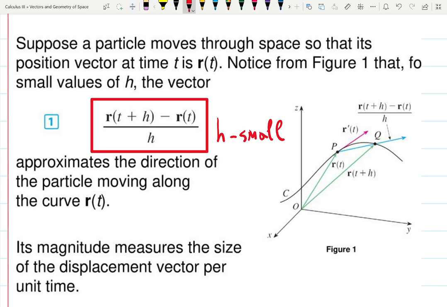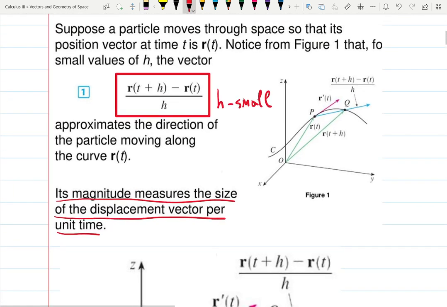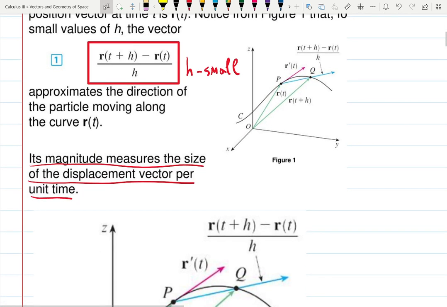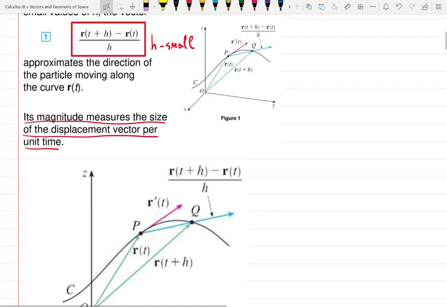So that's 10.9. The magnitude measures the size of the displacement vector per unit time. So we need to learn what it means to have a displacement vector. This picture, they think it's obvious, and I was like, that is not obvious at all. So let me explain to people what it is.